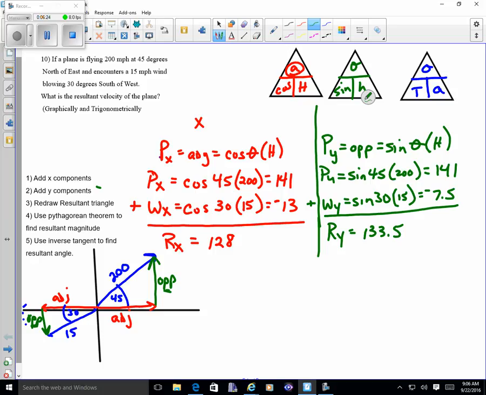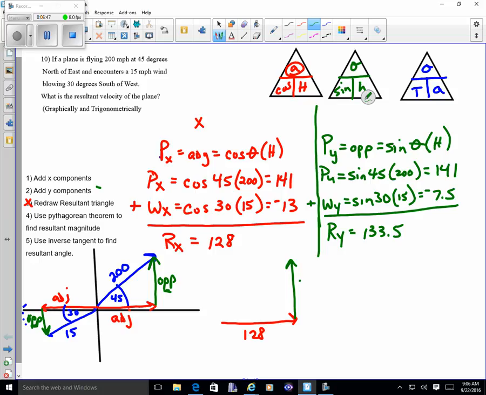I'll draw this in blue. The plane is going in the x direction of positive 128. So I'm going to redraw this. I'm doing step 3 here. Okay. So I'm going to redraw 128. I drew it to the right because it's positive x. I'm going to draw a positive y direction here of 133.5.